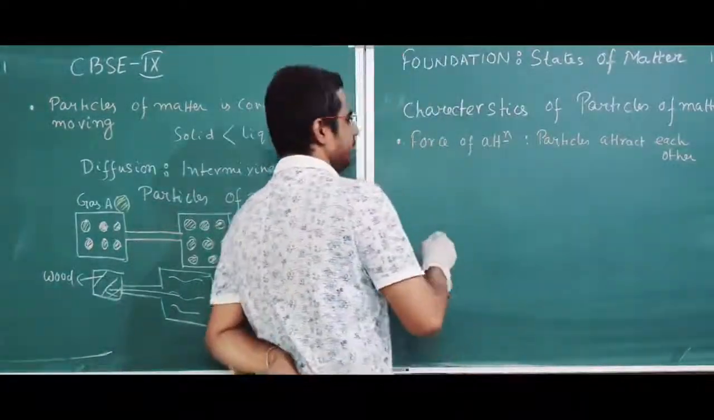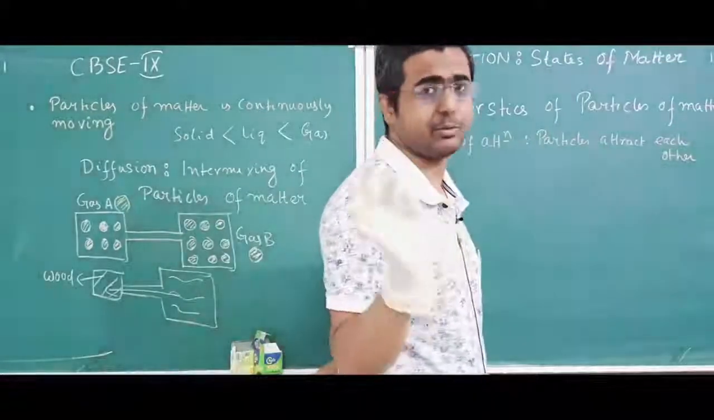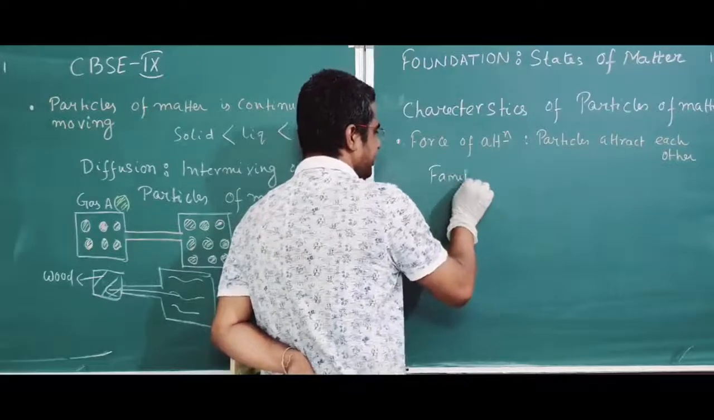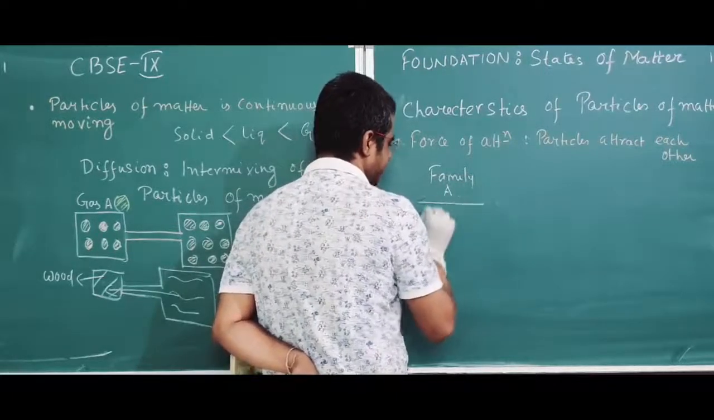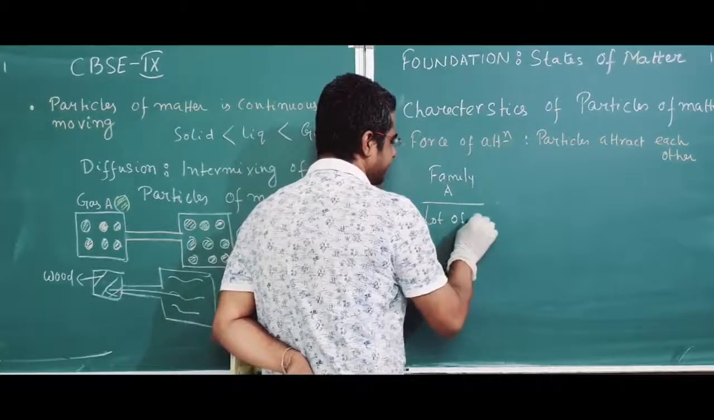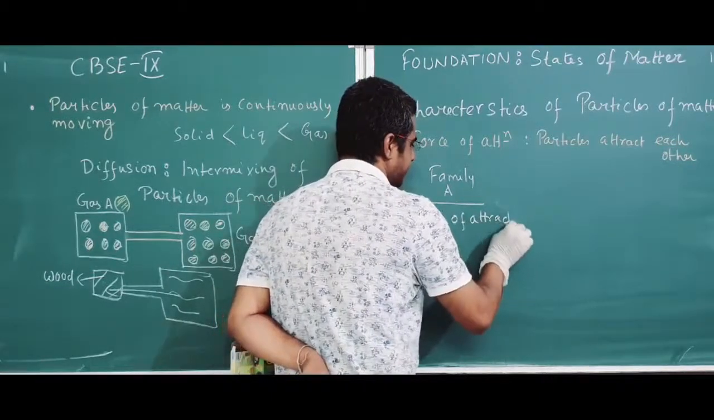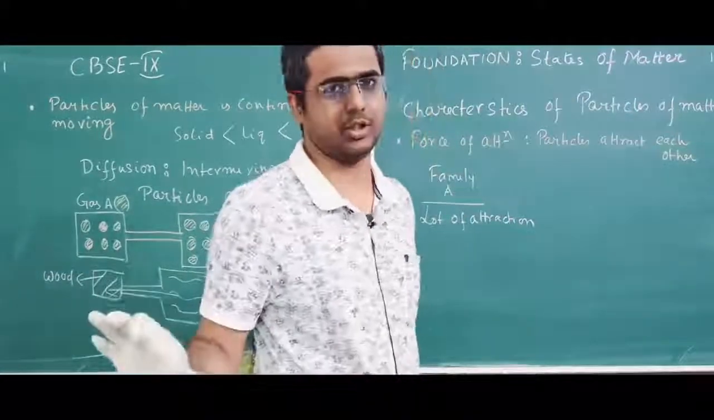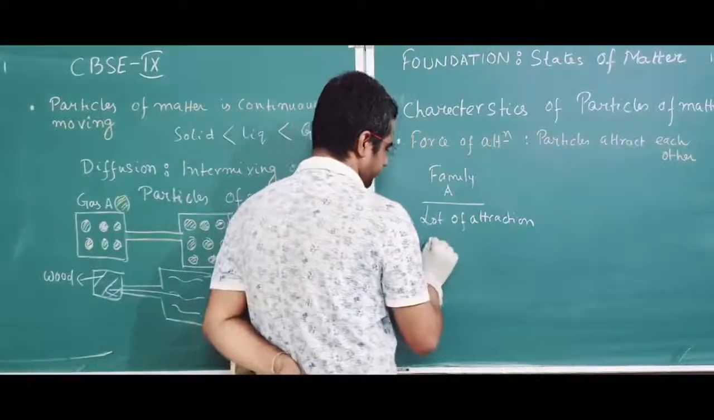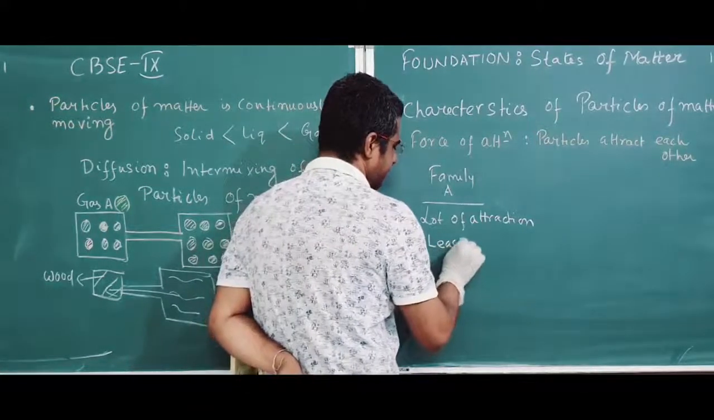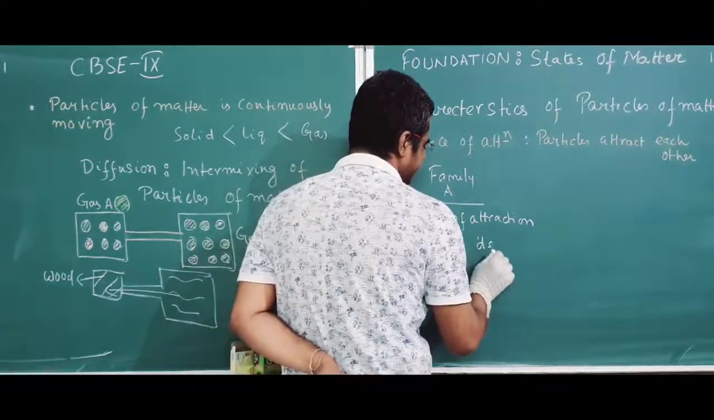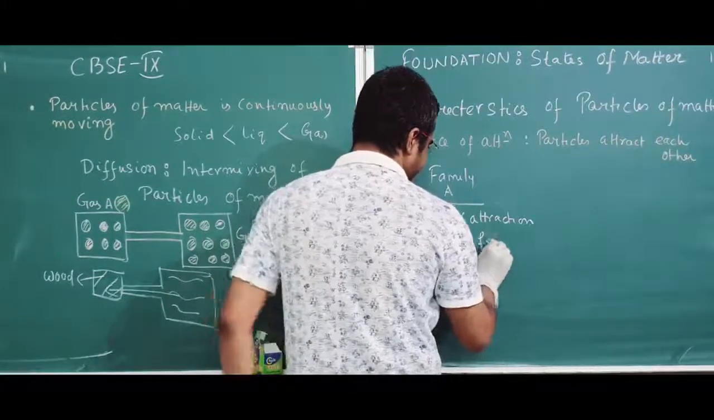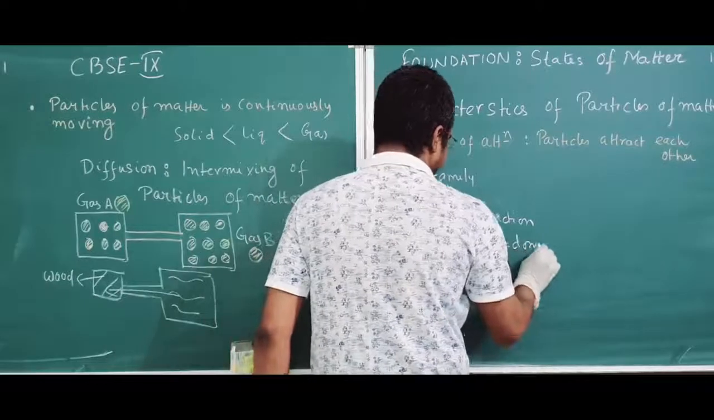Suppose there is a family A again. In family A there is a lot of attraction. So family A: a lot of attraction, doesn't allow the child to go outside to play. Absolutely doesn't allow. Okay. Least freedom. In such a family you don't get any freedom at all.